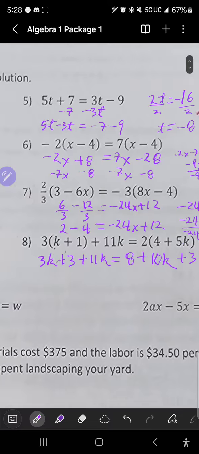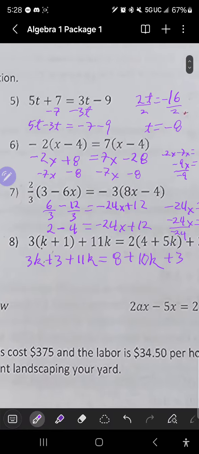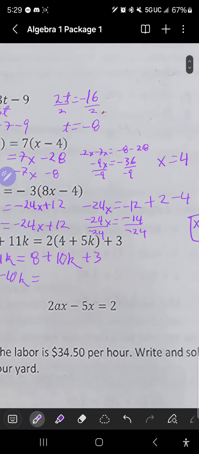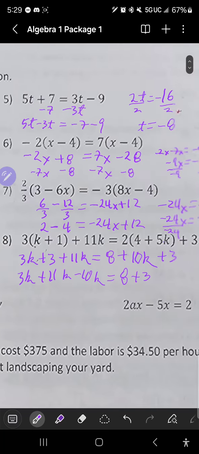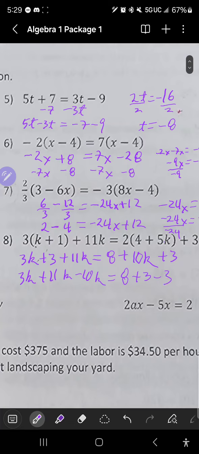That was already there. So now it's our turn to put all the variables on one side and all the numbers on the other side. So we have 3k plus 11k minus 10k, since we want to get rid of this one, equals 8 plus 3. And we want to get rid of this 3, so it's going to be minus 3.